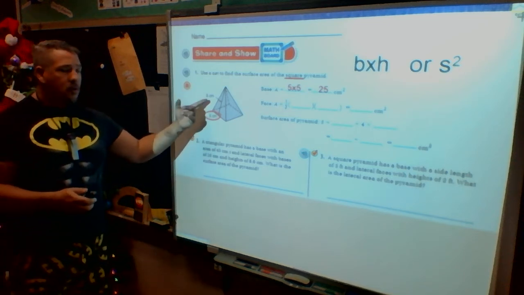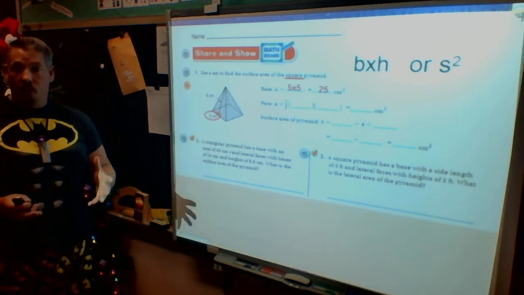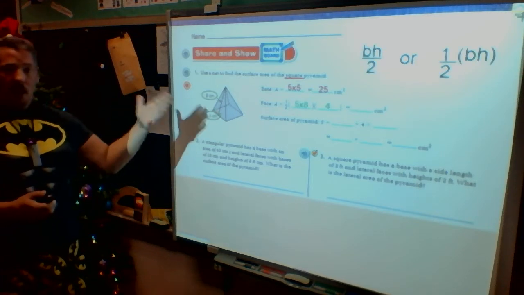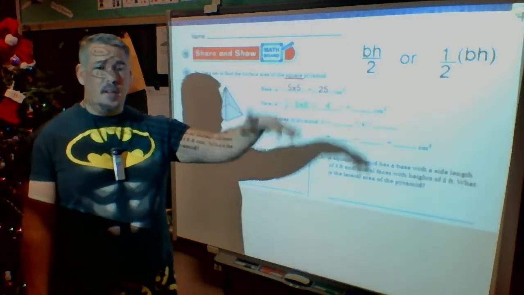And then what am I going to use for my triangular pyramid? What formula? So hopefully you thought either base times height divided by 2 or 1/2 of the base times height.